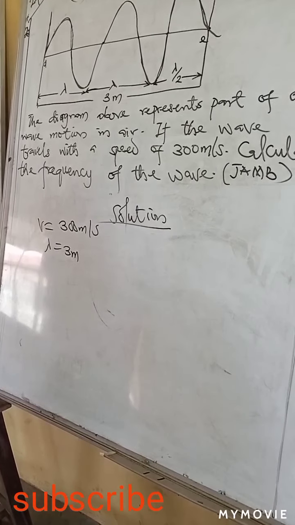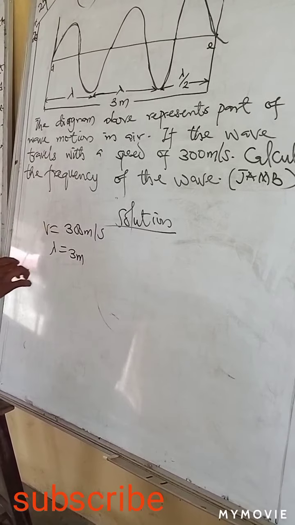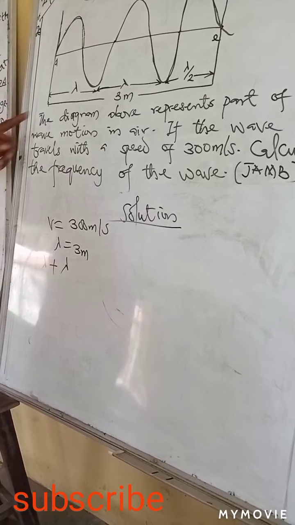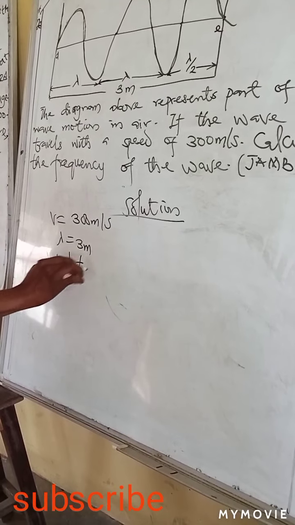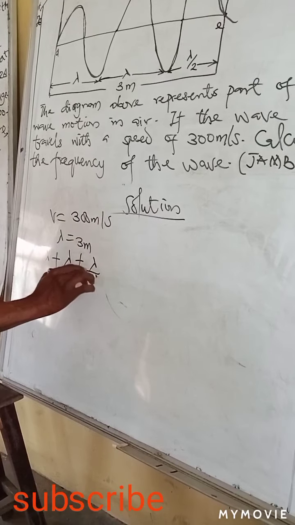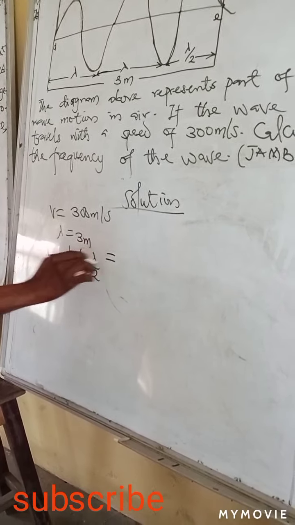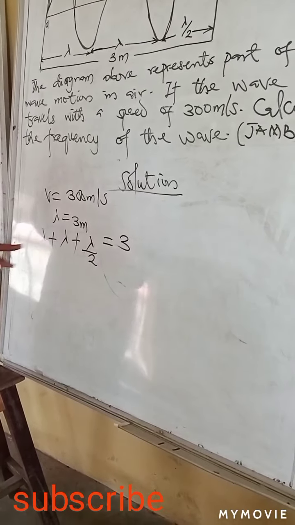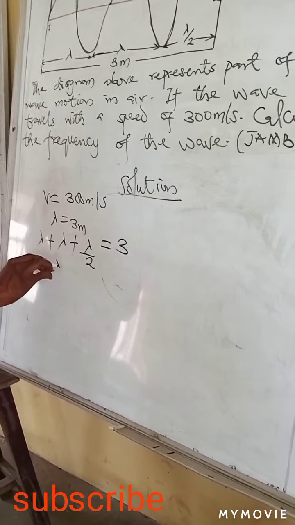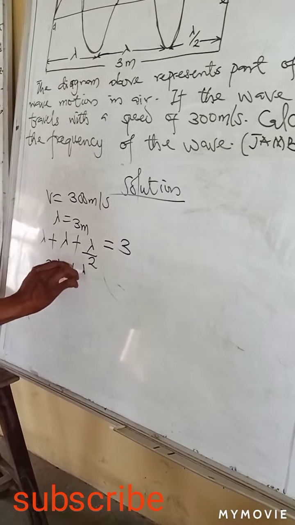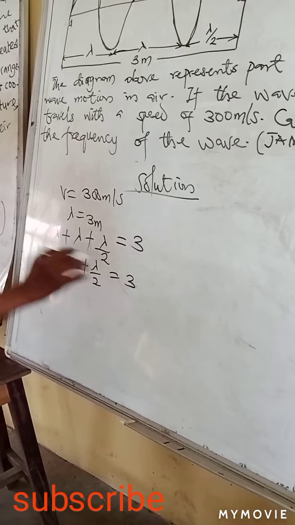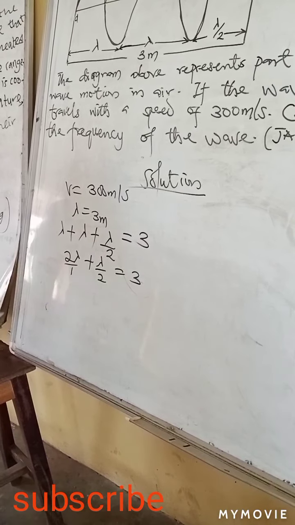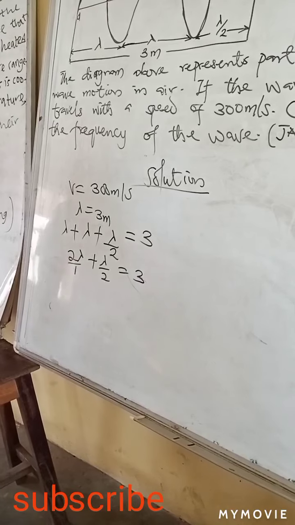When we equate the 2 wavelengths, it's going to be wavelength plus wavelength plus wavelength over 2 equals 3. Wavelength plus wavelength will give us 2 wavelength, plus wavelength over 2 equals 3. From there, you can start to find the LCM by putting 1 as the denominator of this.